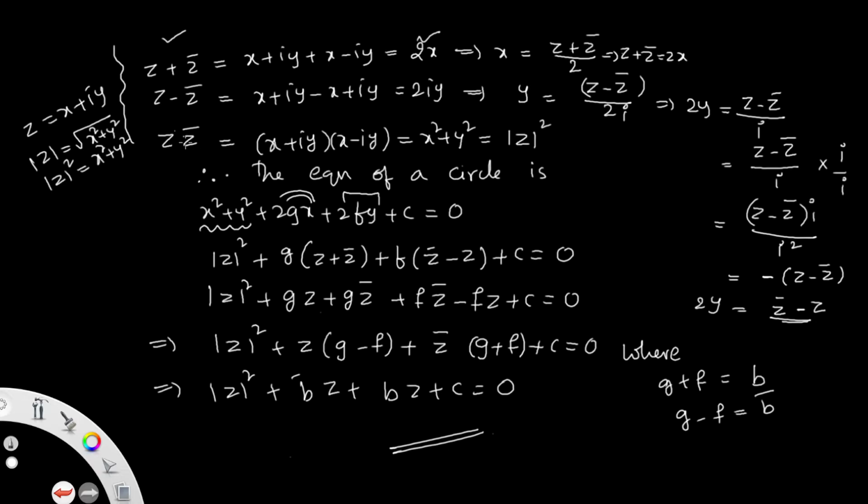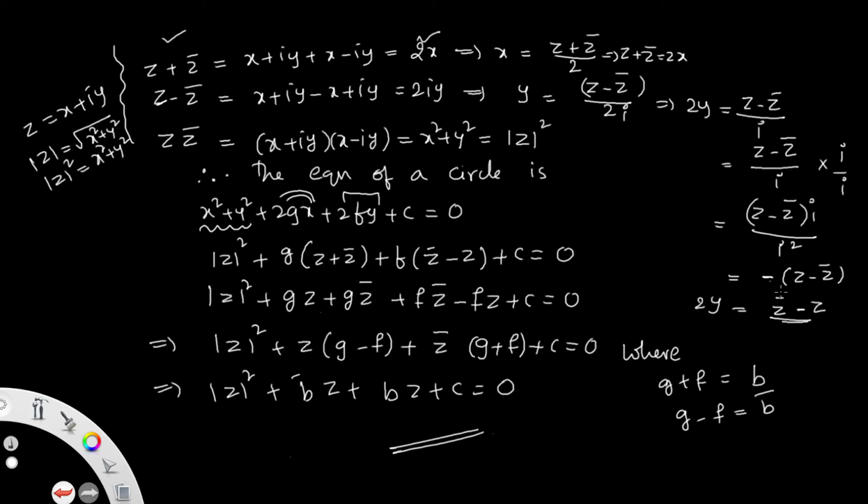Similarly, next one is z minus z bar. z minus z bar is nothing but (x plus iy) minus (x minus iy), that is 2iy. So 2y is nothing but (z minus z bar) by i. Now rationalize the denominator: we multiply and divide by i. So (z minus z bar) into i square, which is minus 1, gives minus of (z minus z bar).